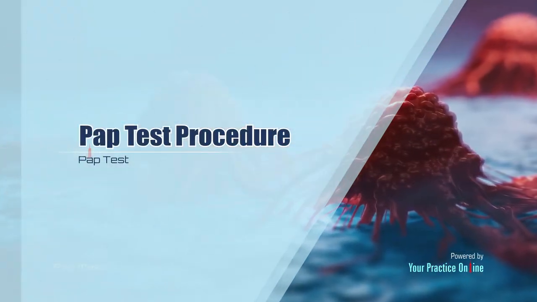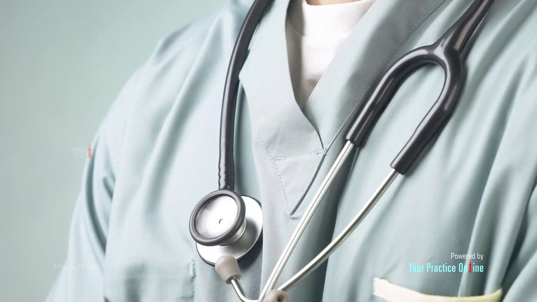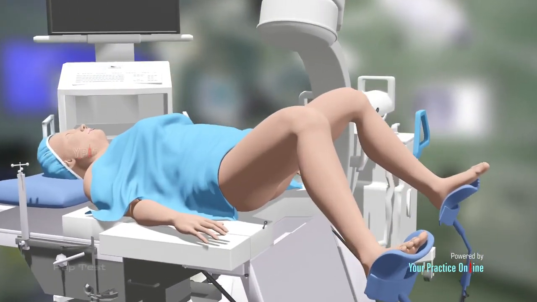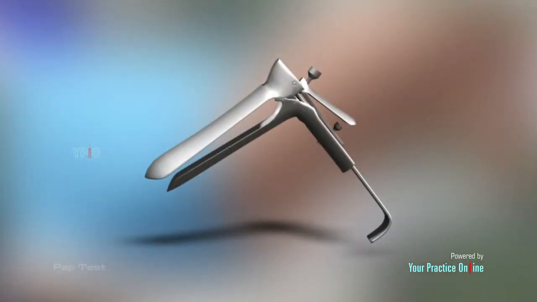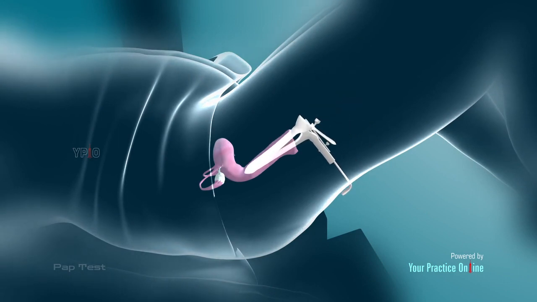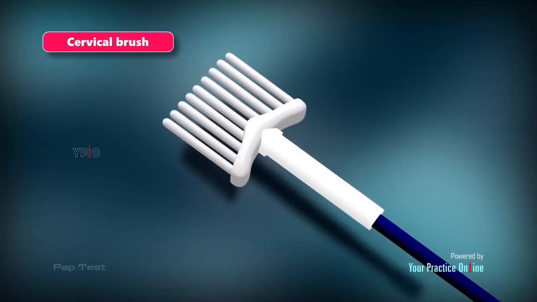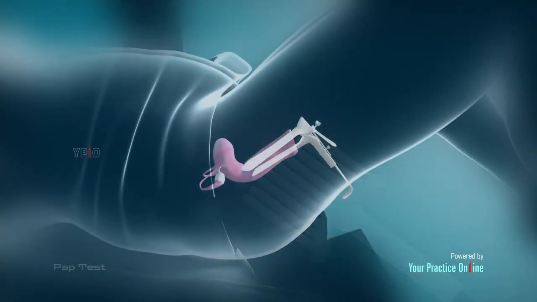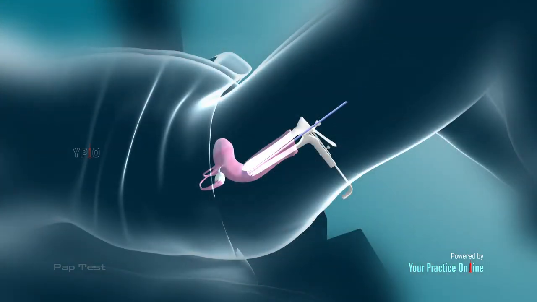Pap test procedure. The Pap test procedure involves the following steps. You will wear a hospital gown and lie on your back on the examination table. A lubricated instrument known as a speculum is carefully inserted into your vagina. The speculum slowly spreads apart the vaginal walls for improved viewing. A visual inspection of the cervix is performed. A cervical brush or cotton swab is used to gently scrape some cells from the walls of the cervix. You may experience a slight discomfort or pulling sensation during the collection process.